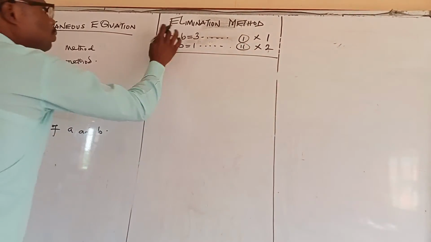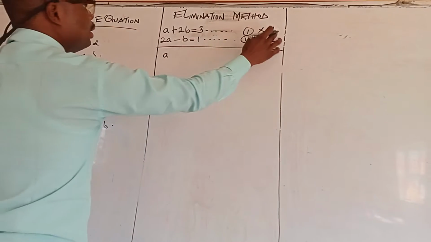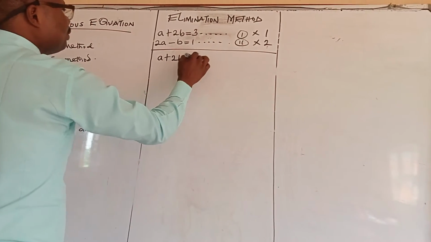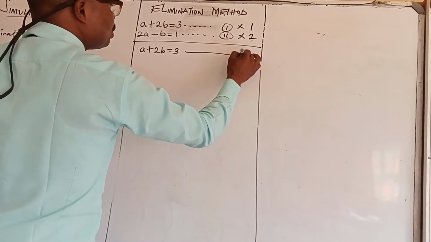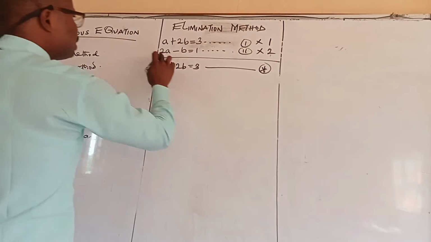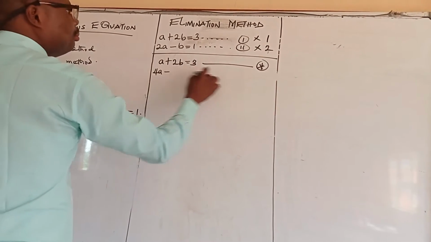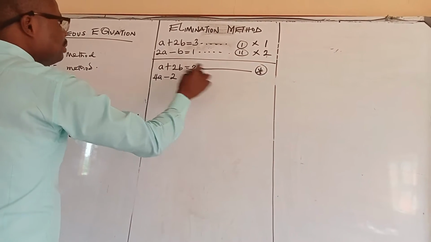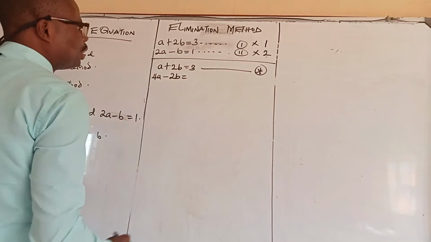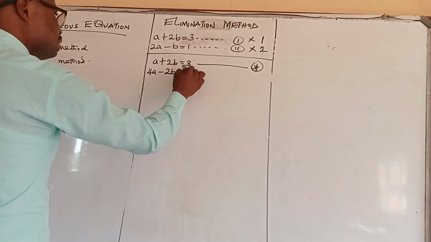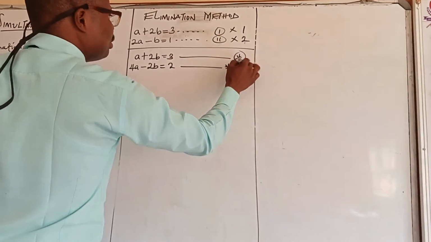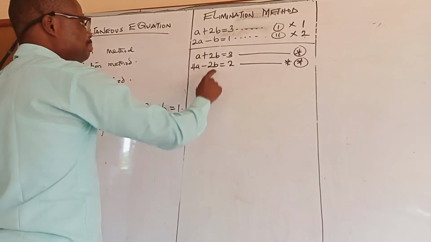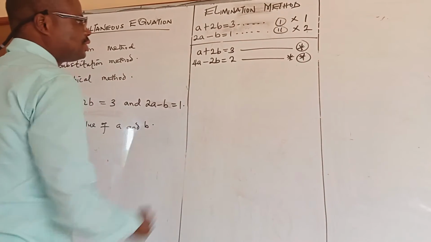So let's go. We have 1 multiplied by A, 1 multiplied by 2B gives 2B, equals 1 multiplied by 3, which is 3. We can call this equation star. Then 2 multiplied by 2A is 4A, minus 2 multiplied by B gives minus 2B, equals 2 multiplied by 1, which is 2. We can call this the second star. Now we have succeeded in making the absolute coefficient of B in the two equations the same.